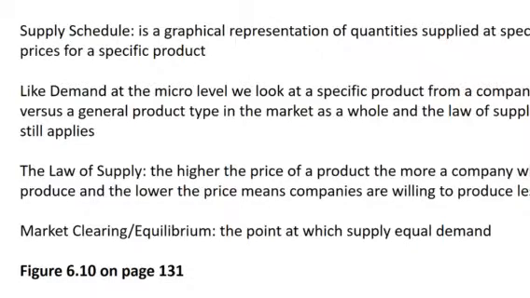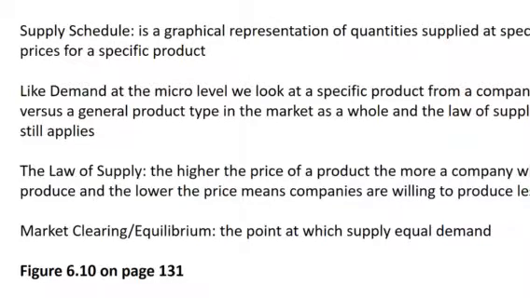And the law of supply states that the higher the price of a product, the more a company will produce. And the lower the price means companies are willing to produce less. Because once you get on the supply side, you're looking at the producer's side of things, and the producers are only going to want to produce more if they can make more money, make more profit. So those are your incentives for doing so. So a quick review of equilibrium and market clearing. That's where demand intersects with supply.